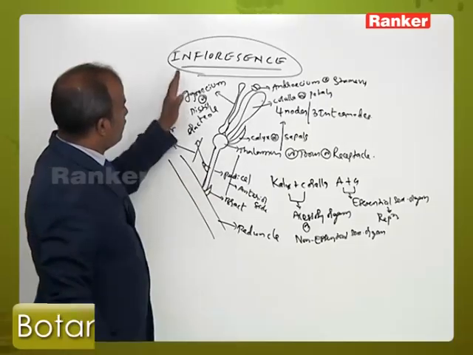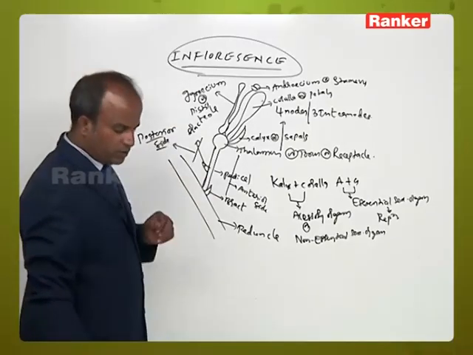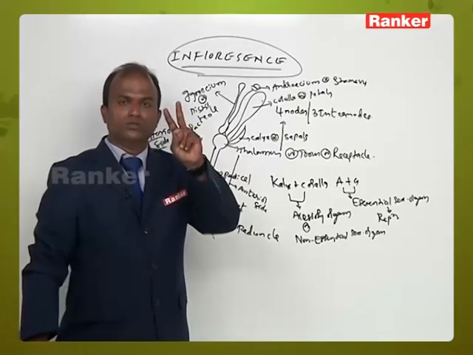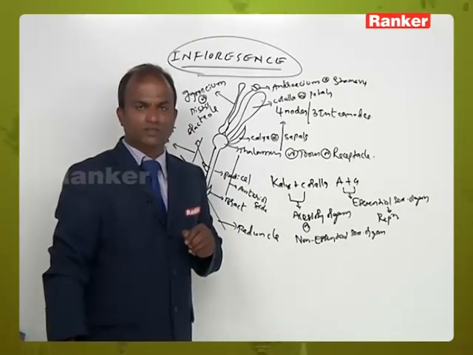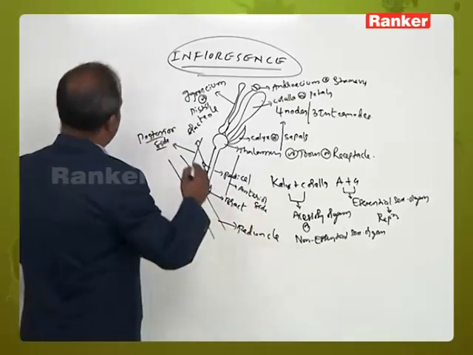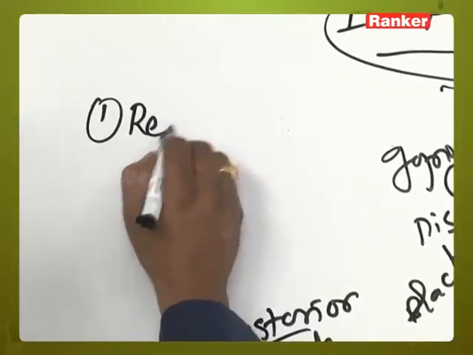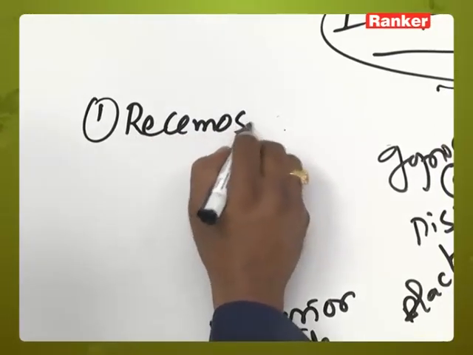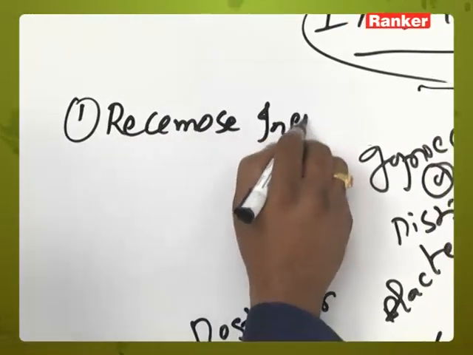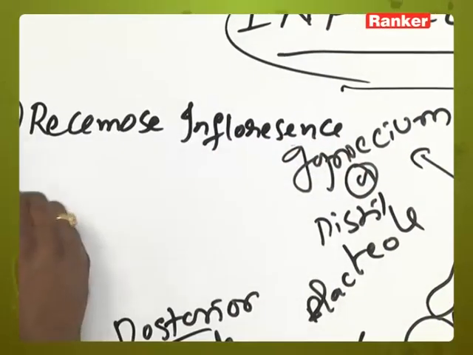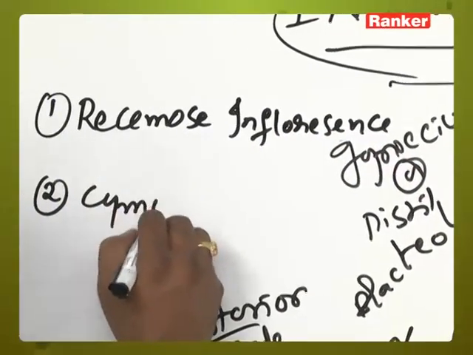Now here, inflorescence. Can you tell me how many types of inflorescences can be seen? 2 types of inflorescences can be seen. One is racemose inflorescence, and the second one is cymose inflorescence.